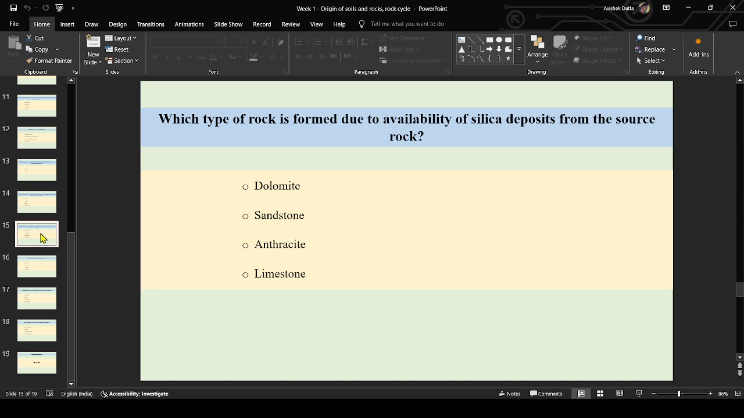I repeat the question. Which type of rock is formed due to availability of silica deposits from the source rock? The options are dolomite, sandstone, anthracite, or limestone.